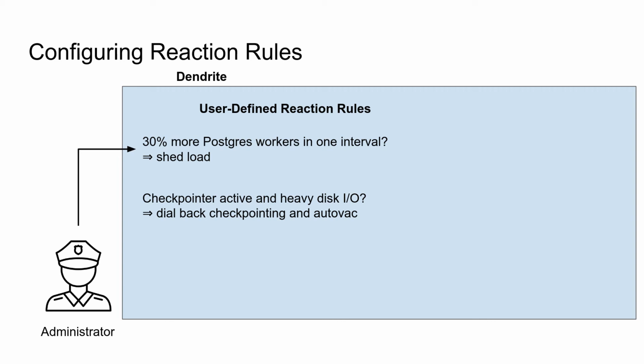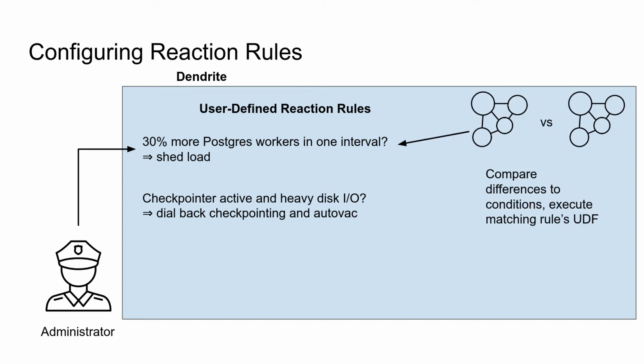Administrators register reaction rules for Dendrite to execute when a targeted behavior change is observed. For example, an administrator may register a rule indicating that if the number of Postgres worker processes increases by 30% in one time interval, then the shed load user-defined function should be called, as in the first scenario. Dendrite matches these conditions against the observed system behavior differences and evaluates any matching rules. Note that rules may be arbitrary UDFs and therefore can be used to encode a large variety of responses.